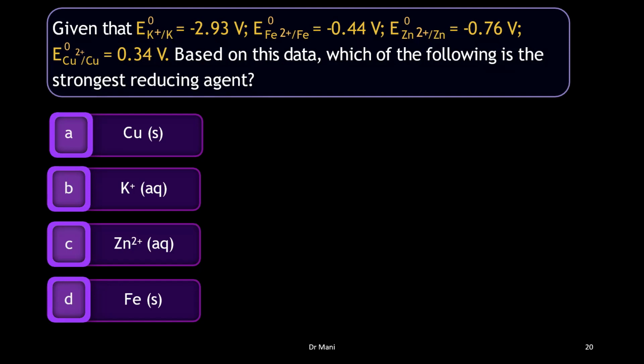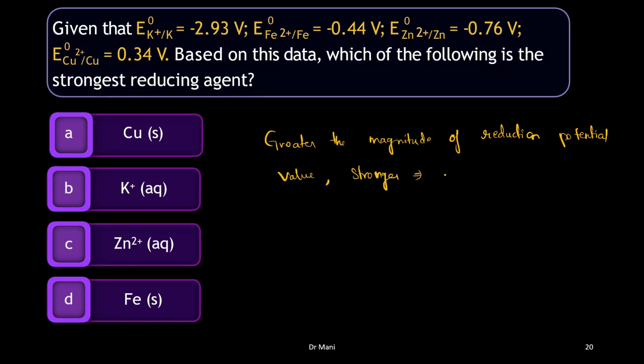I told you if it is a greater reducing agent, it will have greater potential. Yes or no? Yes, sir. And we know the greater the electric cell potential, it will be equal to the positive charge. For Gibbs energy, it should be negative, but for electric potential, it should be positive. So remember, the greater the magnitude of the reduction potential value, the stronger the reducing nature.